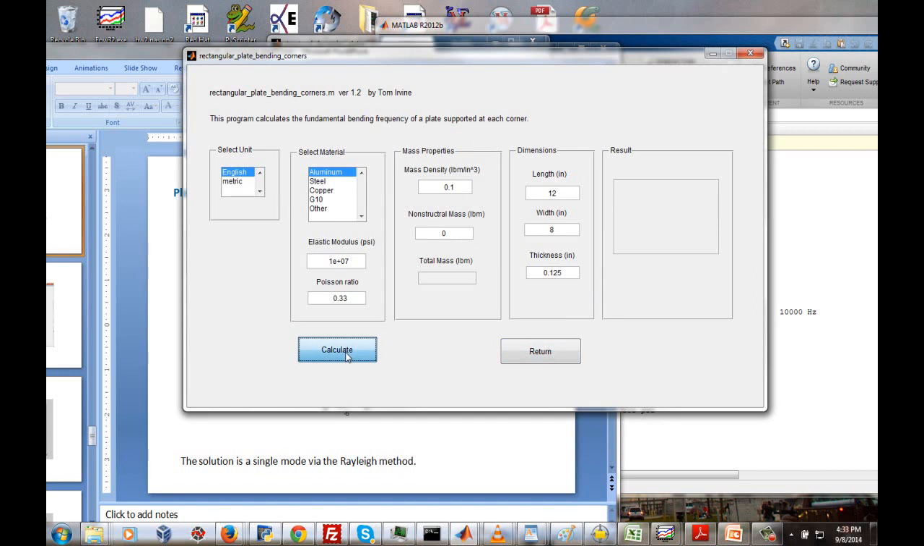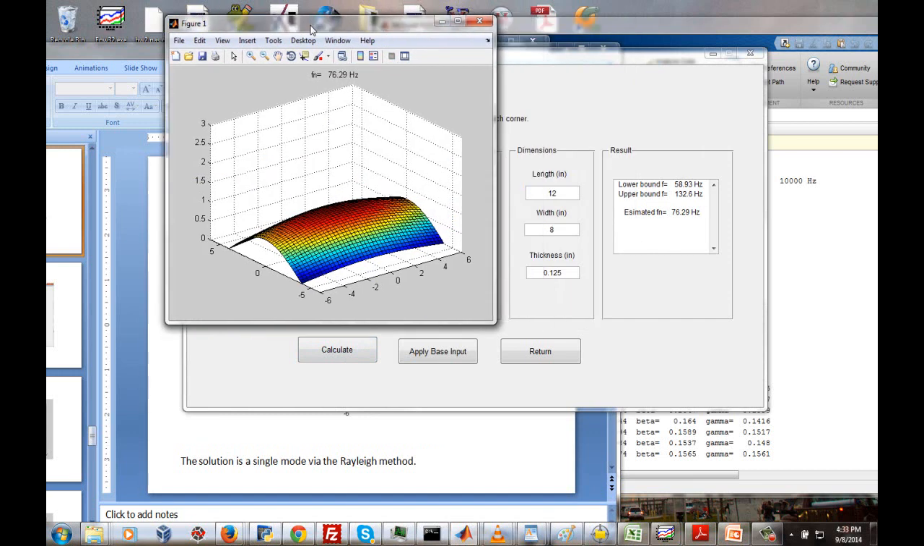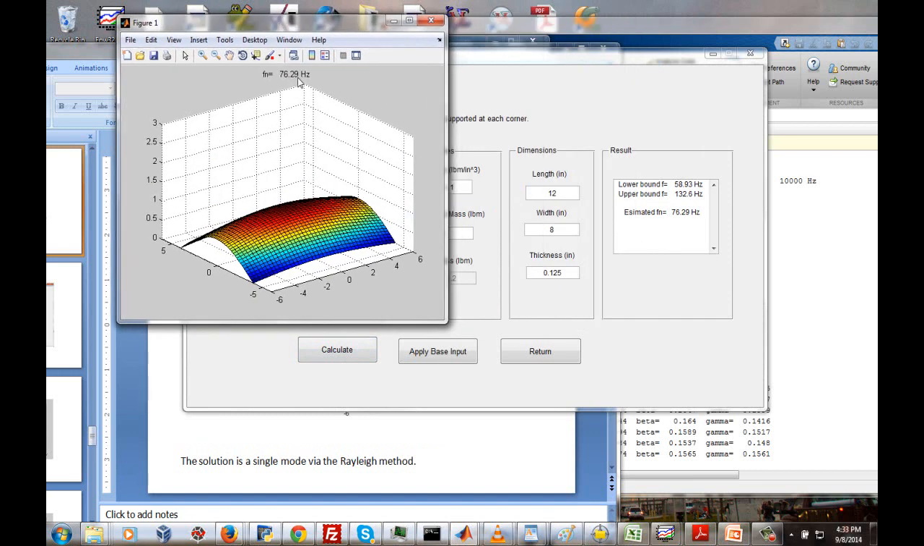And actually, since this is going to be a Rayleigh method, okay, it did turn out to be 76.29 hertz. But if your number is off by a third or fourth significant digit, don't worry about that, because the way I do the Rayleigh method is I use some random number generation, and depending on the random number seed and all that, your frequency might be different by a fraction of a percent. But anyways, here's that fundamental mode.